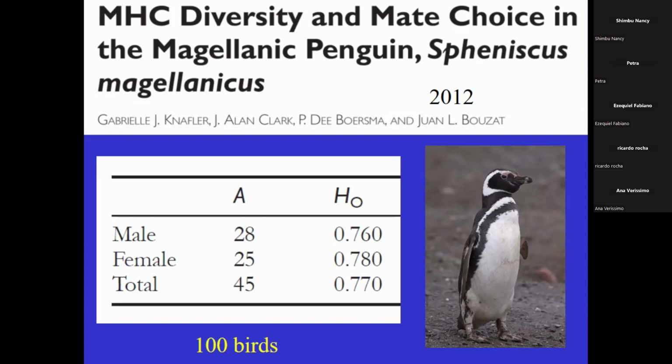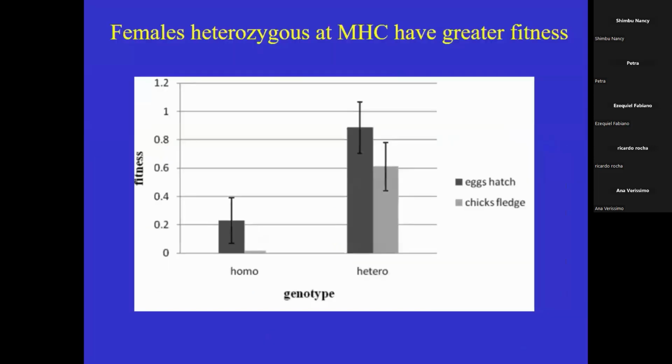So MHC is under strong selection for allelic diversity because of disease resistance. And so this is a locus in lots of species which has been found to have many alleles. And looking at this particular study, they looked at the fitness of females that were either homozygous or heterozygous. And they found out the females that were heterozygous had much higher fitness, both in the number of eggs hatched, the dark lines, and the number of chicks fledged.